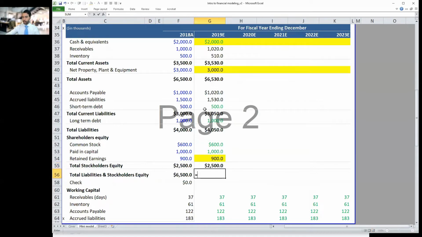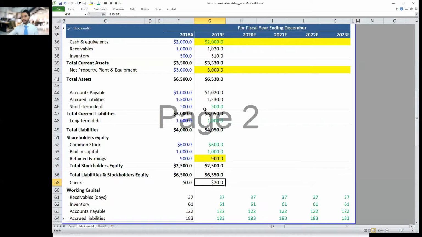And my total liabilities plus stockholders' equity gives me my balance sheet number for the liabilities and equity side. Now let's calculate the check. Do we balance? So equals total liabilities and stockholders' equity minus total assets. Look at that. We don't balance. We don't balance by 40.